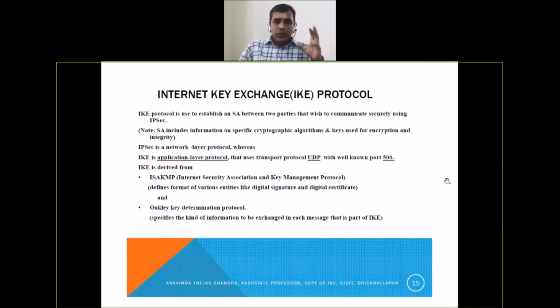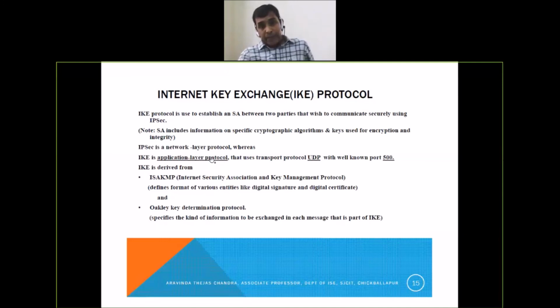So that means IPsec uses IKE for exchanging the keys and encryption algorithms to use in a security association. Note that, as I told you earlier, the SA includes the cryptographic algorithms and keys used for encryption and decryption. IPsec is a network layer protocol, whereas IKE is an application layer protocol. Keep that in mind.